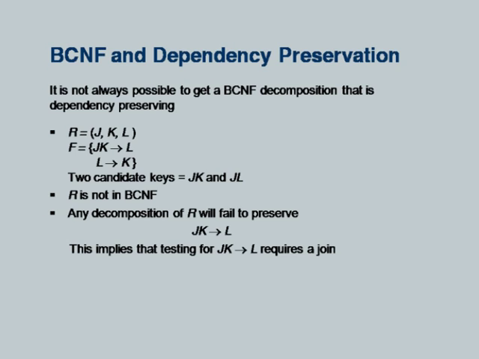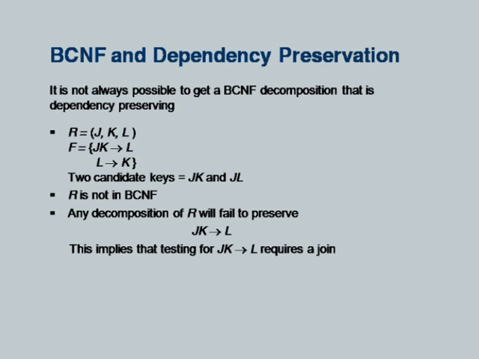Now, what are the candidate keys in here? JK is a candidate key because it determines L. How about L? Is it a candidate key? It determines K but not J. So JL is also a candidate key. Okay, now let's come back to R. Is it in BCNF? It's not, because L goes to K shows that it violates BCNF.